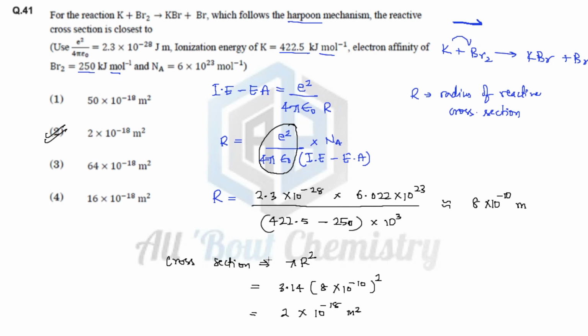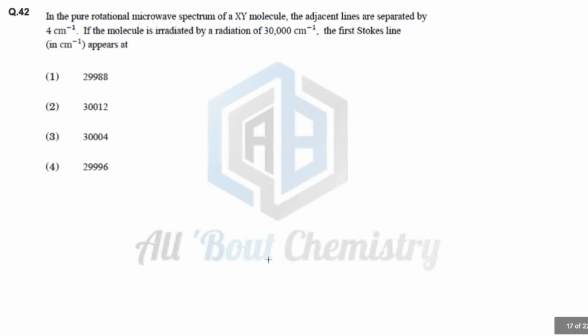This was a little bit difficult, I would say, for those who don't know the formula, but for those who know it, they might have done this question very easily. And one more thing, this was also a numerical specific or calculation specific kind of question. All right, let's move on to the next question then.